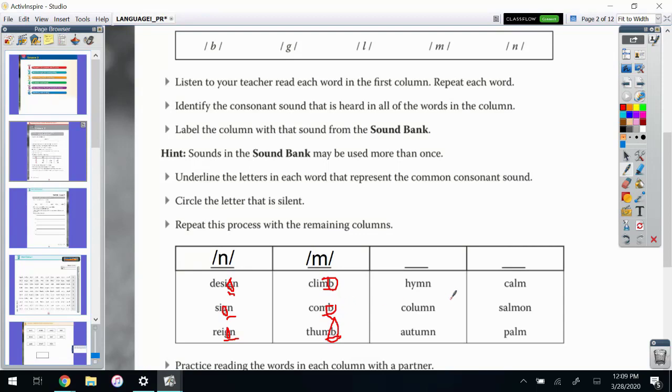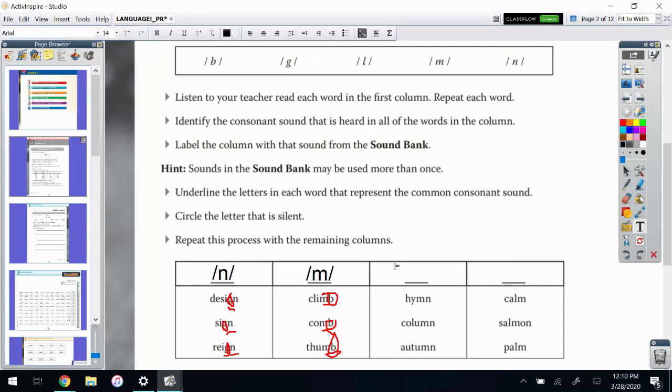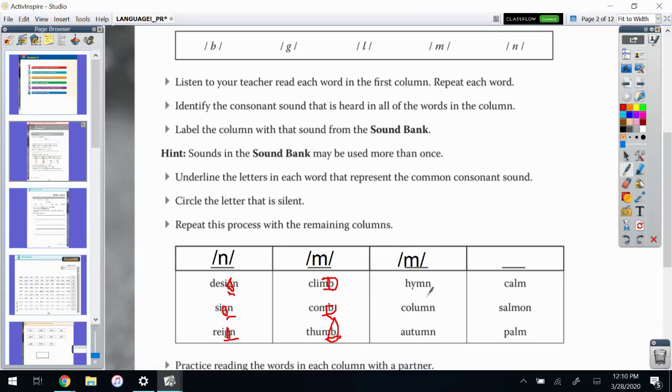Our next column, hymn, column, and autumn. At the end of each one of those words, you hear m. You don't hear the N. So you're going to underline MN in all three of those words. And you're going to circle the N because it is silent.